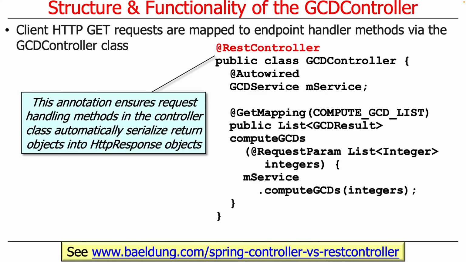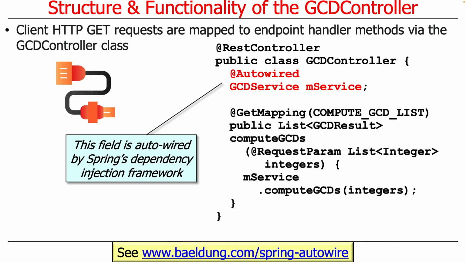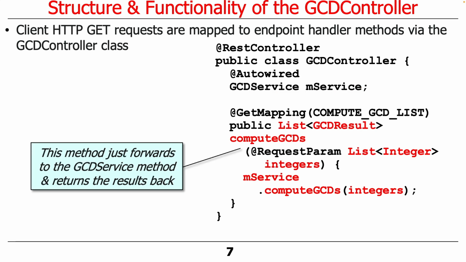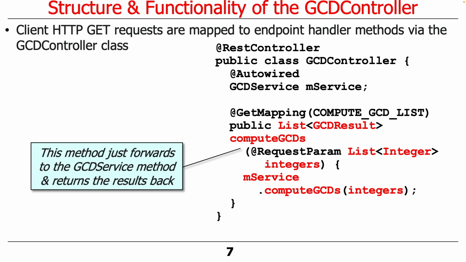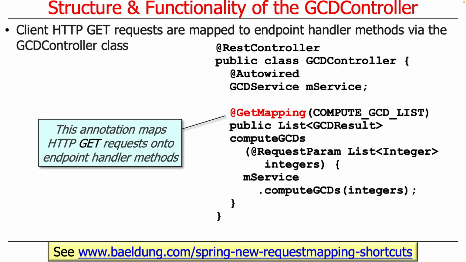Doesn't look much different from what you've seen before. It is a REST controller. It's got an auto-wired service, and it's got an entry point method called computeGCDs. As you can see, it's going to take a list of integers, and it's going to return a list of GCD results. And all it does is forward to the underlying microservice service to do it. And we use a get mapping to do this.